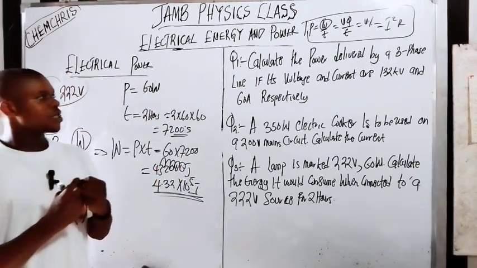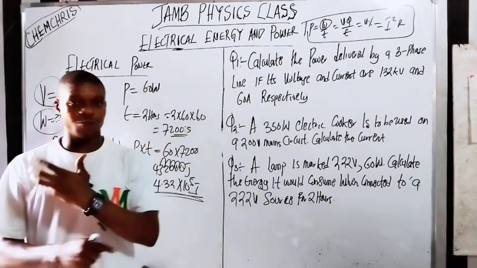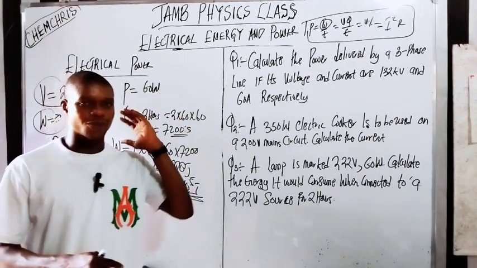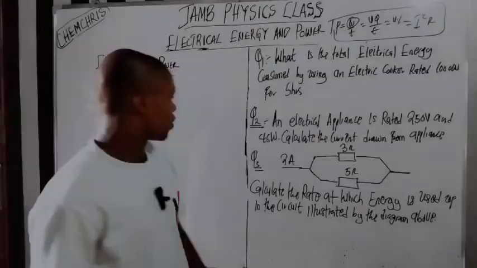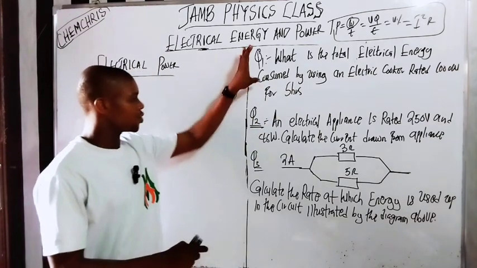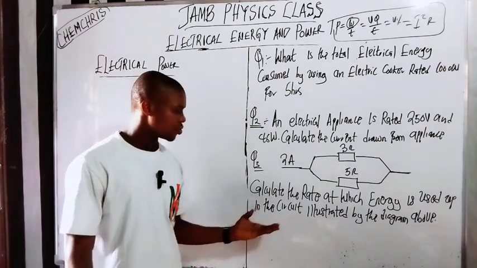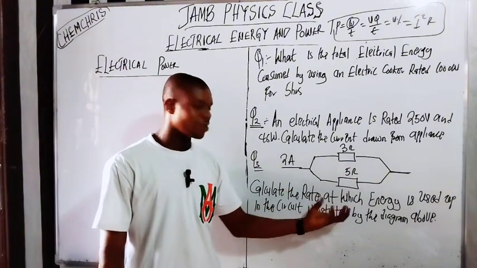So we have come to the end of this class. Let me give you some questions for you to try. It's going to be assignment 2, because I've already given you assignment 1. So let's take the assignment now. This will be your assignment 2: question 1, question 2, question 3. Now some of you will say, Kem Chris, you didn't do something like this for us.